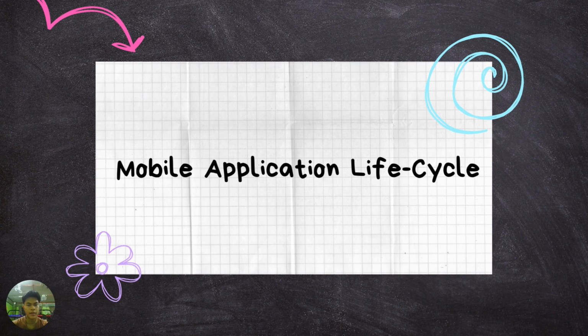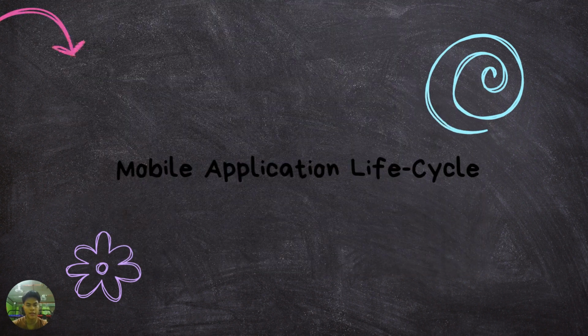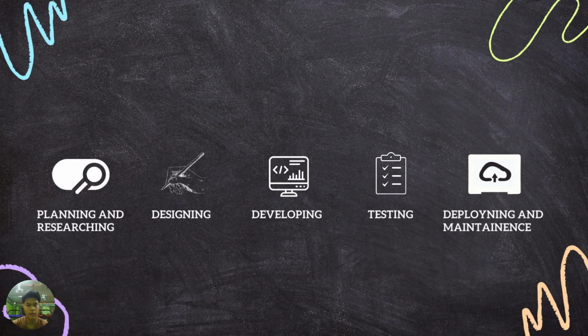And this is the mobile application life cycle. So there are five steps to develop a mobile application. First is the planning and researching. This is the part where we do some survey from other mobile applications and learn from them to improvise anything that can benefit our mobile application.